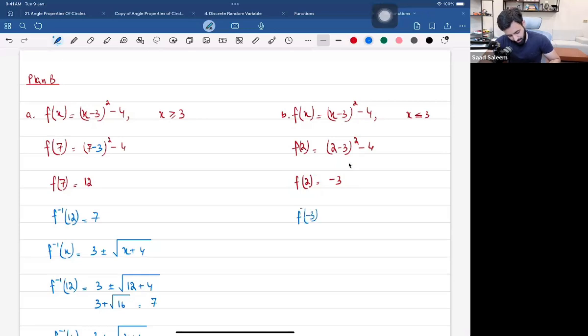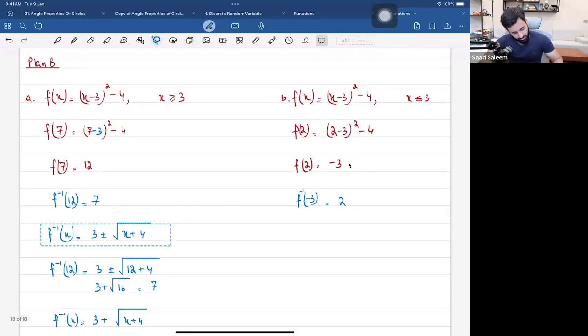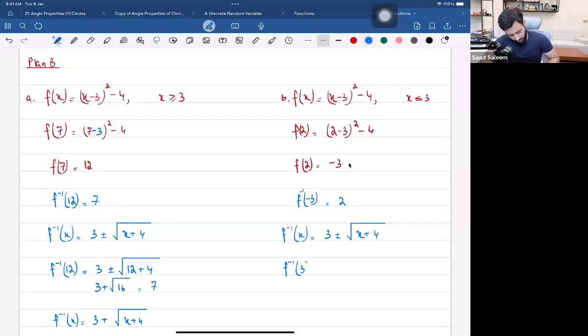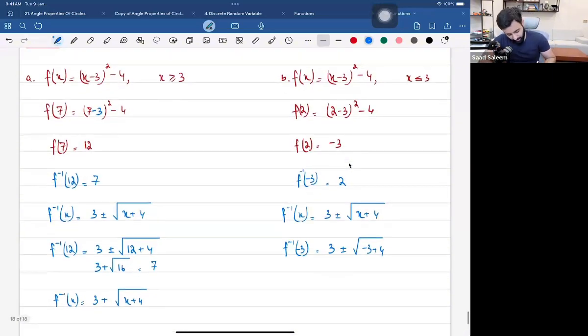F inverse of minus 3, sorry, should be equal to 2. Okay, so here's the inverse function. Let's copy paste this. Let's plug in minus 3 in the inverse function. So that means 3 plus minus 3, sorry, minus 3 plus 4. Now tell me, minus 3 plus 4 is 1. Should I take the positive square root of 1 or the negative square root of 1 if I want the end result to be equal to 2?